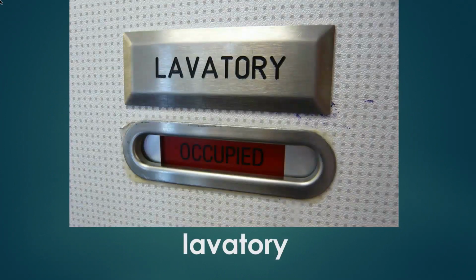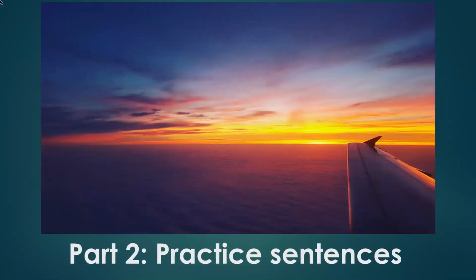Our last word is lavatory. This is what they call the bathroom on the plane. If the little sign below the word lavatory says occupied, that means someone is using the lavatory and you need to wait. Now you know some key in-flight vocabulary.